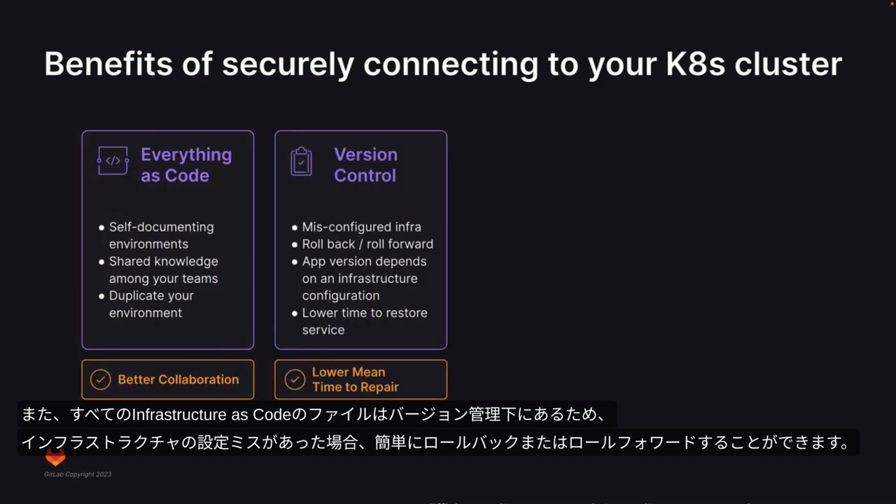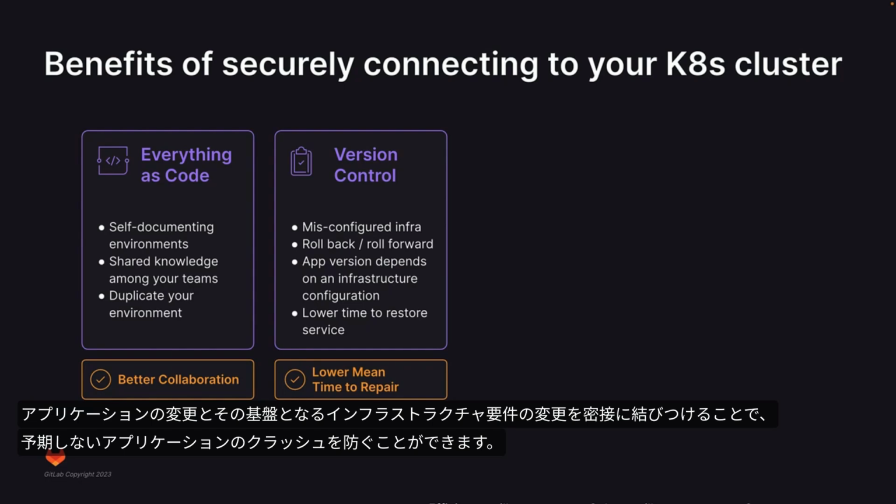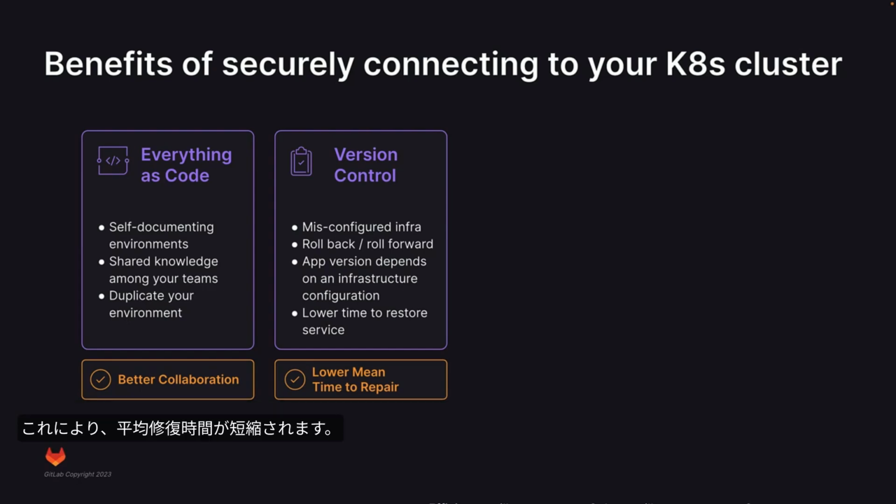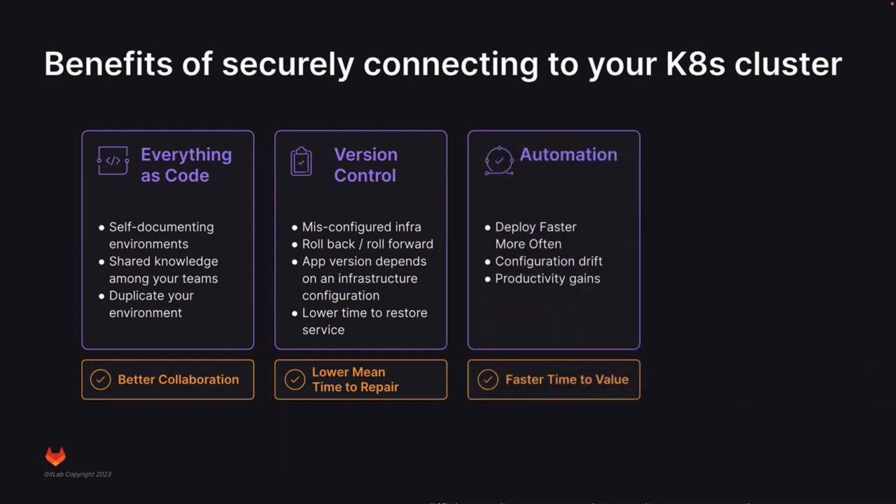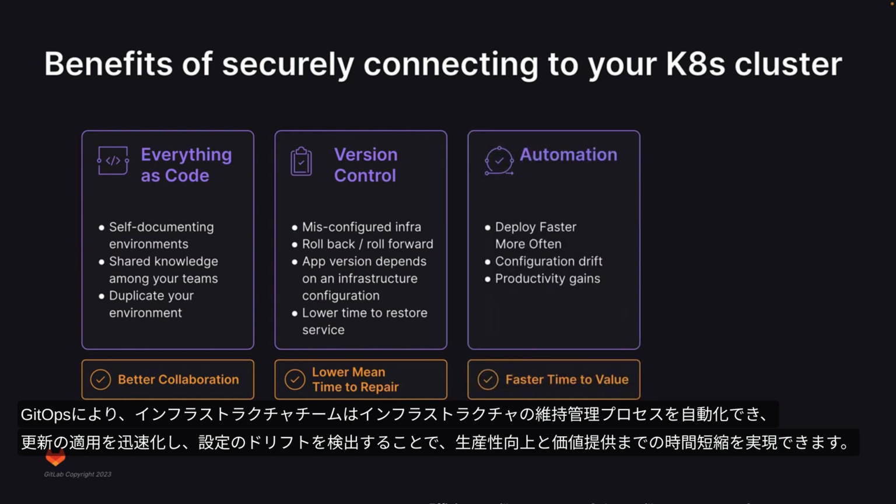In addition, all your infrastructure as code files are under version control so that you can easily roll back or roll forward in cases where the infrastructure is misconfigured. You can also tightly couple changes in your application to changes in its underlying infrastructure requirements to prevent unexpected application crashes. This all leads to a lower mean time to repair. GitOps allows infrastructure teams to automate the process of maintaining their infrastructure, which allows them to apply updates faster and detect configuration drifts, leading to productivity gains and faster time to value.